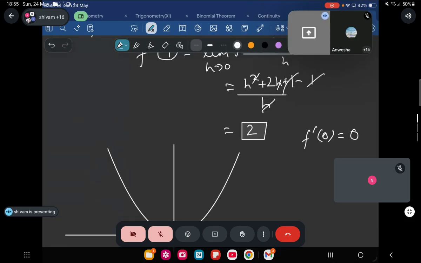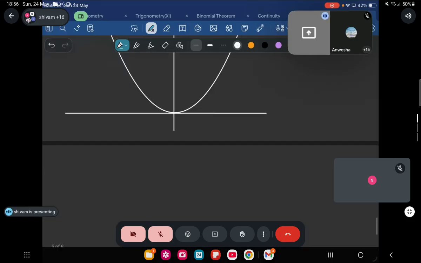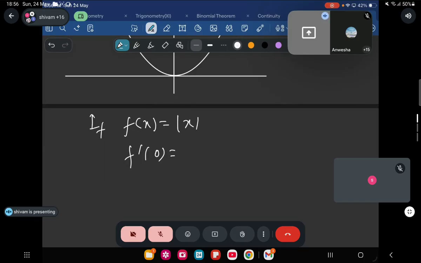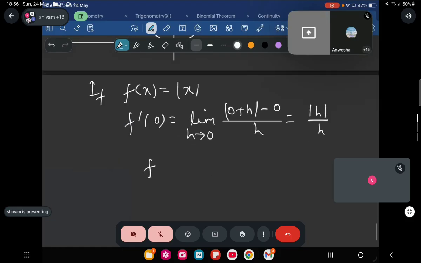Now let us talk about mod x at x equal to 0. What is the graph of mod x? Let us use the first principle for mod x. If f of x equals mod of x, f dash at 0 will be equal to limit h tends to 0, mod of 0 plus h minus f of 0, which is 0, divided by h, which will give us mod h by h, right?